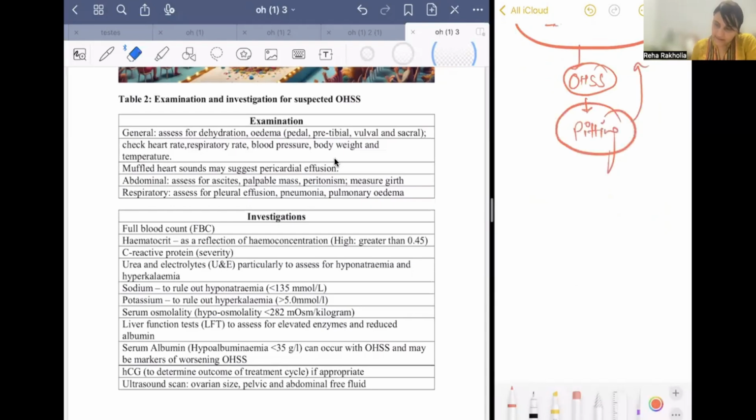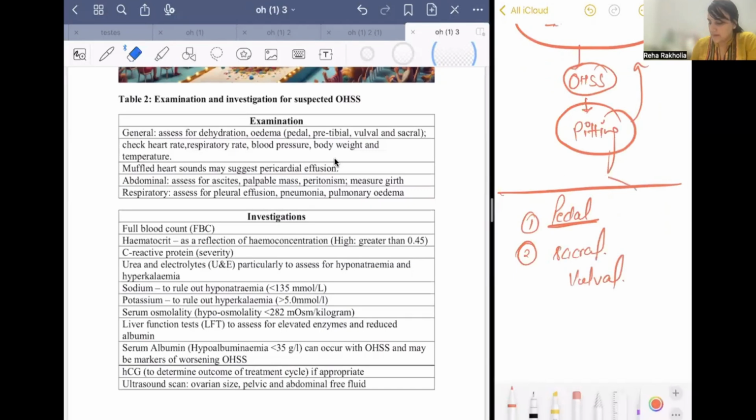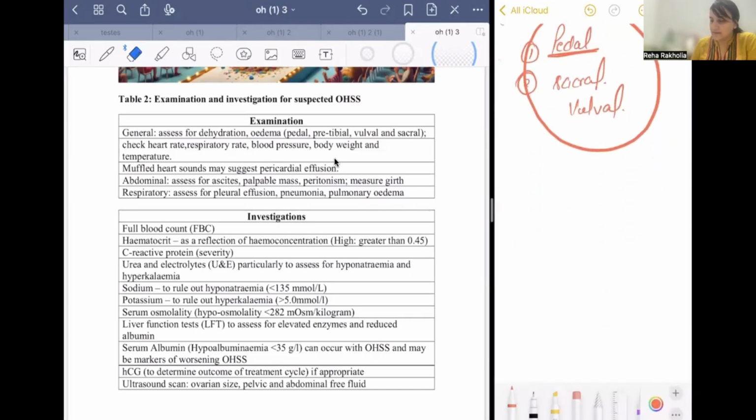Another thing we'll look for is the swelling location: pedal swelling, sacral swelling, or vulval swelling. And we look for sudden weight gain also. Even sudden weight gain indicates edema.